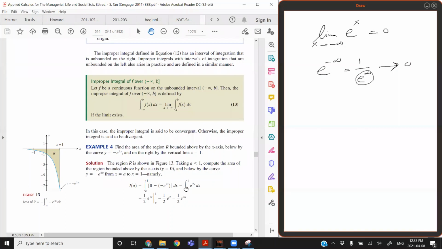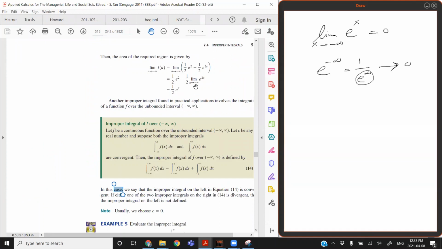So it's the same story here. When you replace this a here with minus infinity, this part here is going to approach 0. Because a approaches negative infinity, 2 times negative infinity is negative infinity, e to negative infinity is 0, so the whole limit here is going to be 0. You get 1 over 2 e to the power of 2. Any questions? I have one, please.